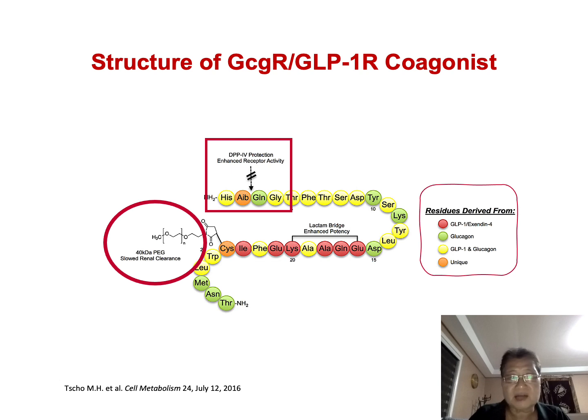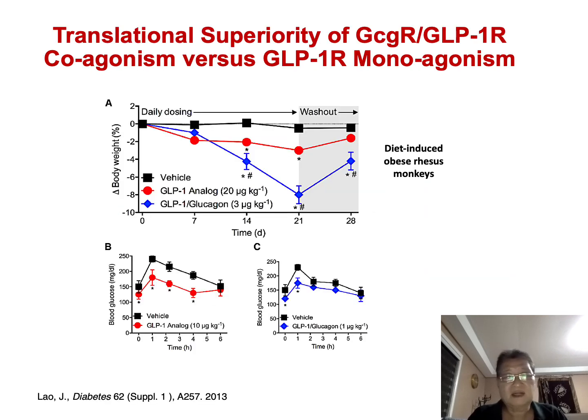The residues derived from GLP-1 or exendin-4 are depicted in red. Residues derived from glucagon are depicted in green, residues shared between GLP-1 and glucagon are depicted in yellow, and unique residues are depicted in orange. Okay, this is the proof of concept that the more the better. This is a translational superiority of glucagon receptor, GLP-1 receptor coagonist versus just one hormone or GLP-1 monoagonism.